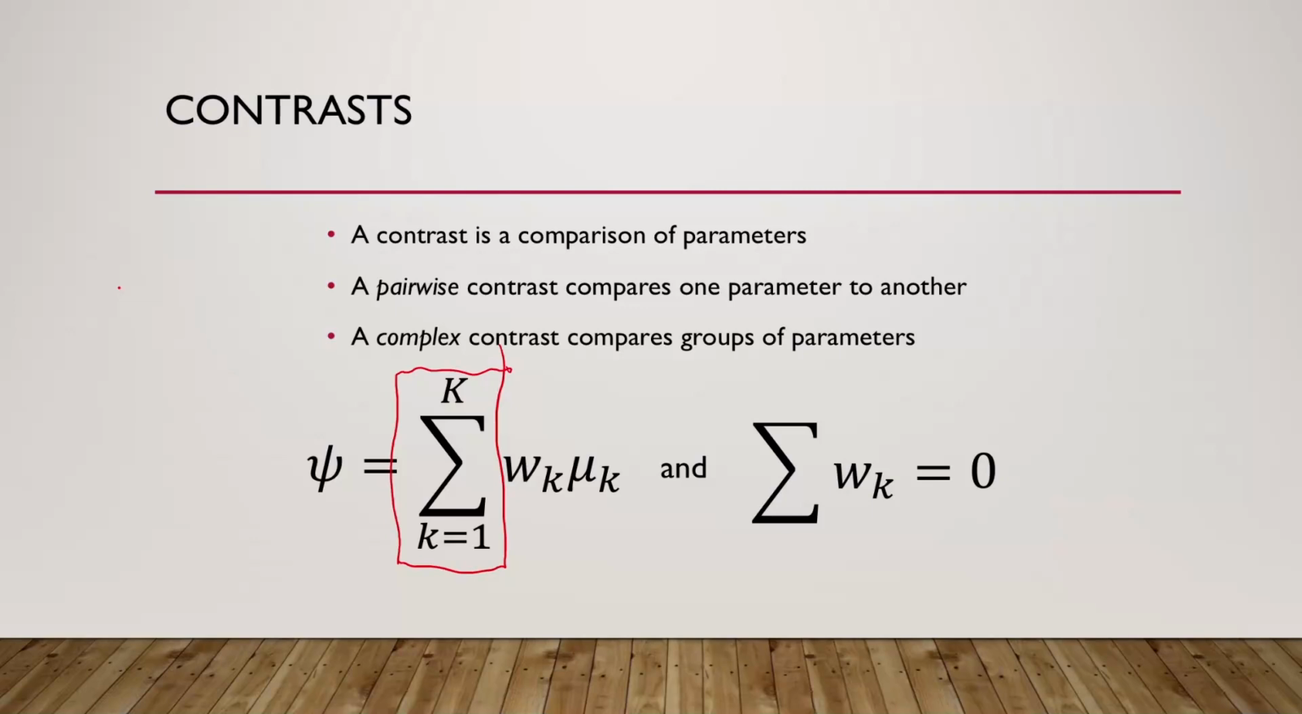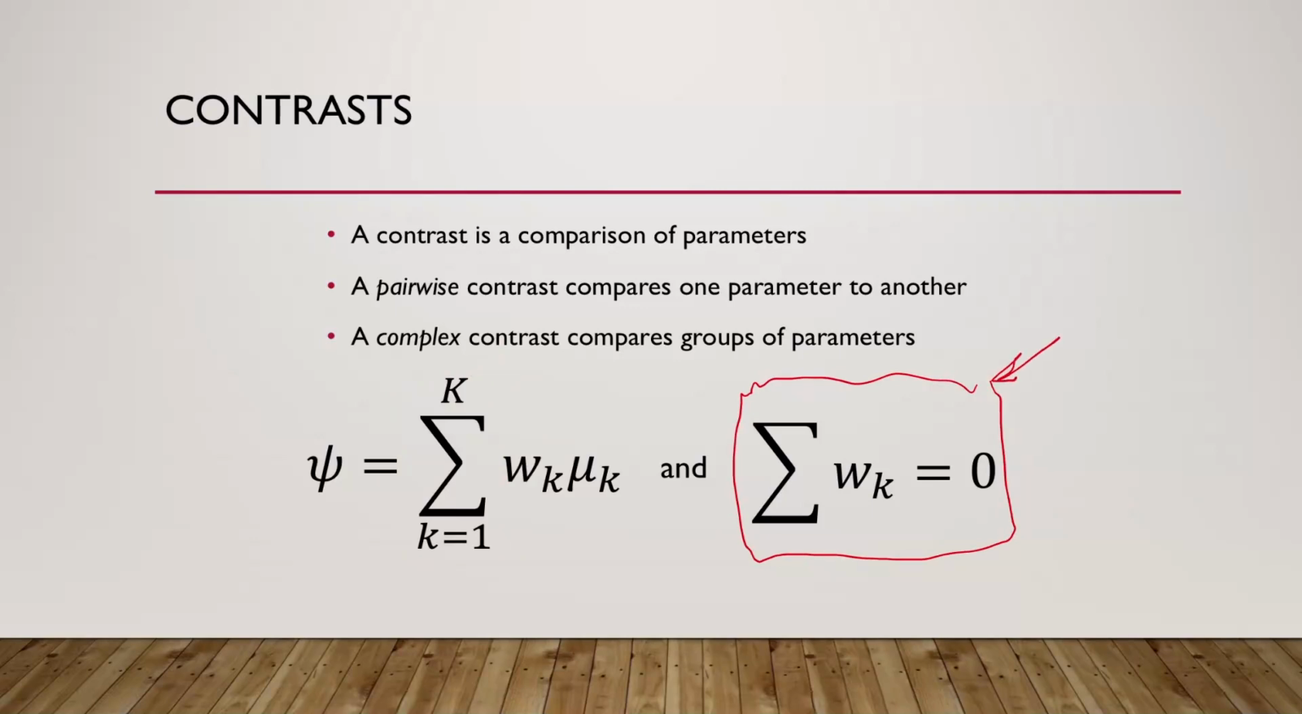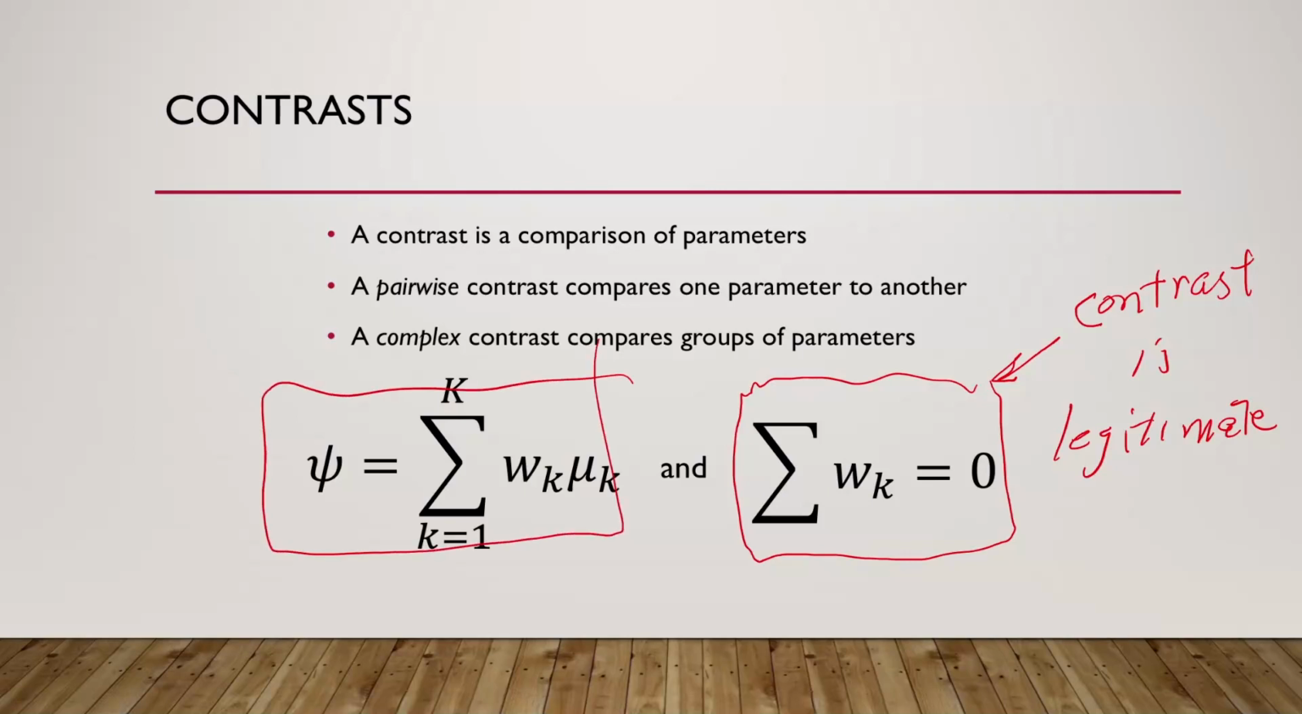Now, over here, we have another formula. And what is that formula doing? That formula is defining what a legitimate contrast is. In other words, we will know that this over here is an actual contrast as long as, if and only if, the weights all add up to 0. Otherwise, it's not a contrast.